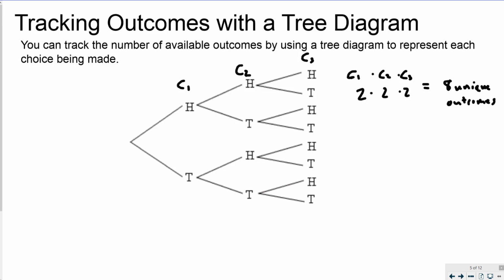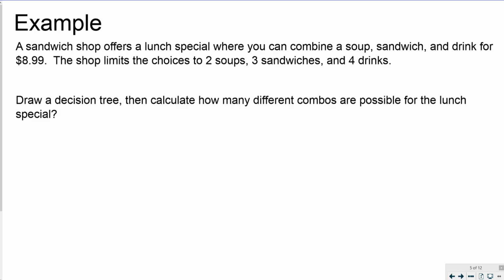If I wanted to calculate the probability, for example, of getting 2 tails, then I would look for all of the outcomes where at least 2 tails show up. And then I could put that over 8 in order to calculate that probability. So we're just going to get right into some examples with this one, because that's pretty much all you need to know about this.